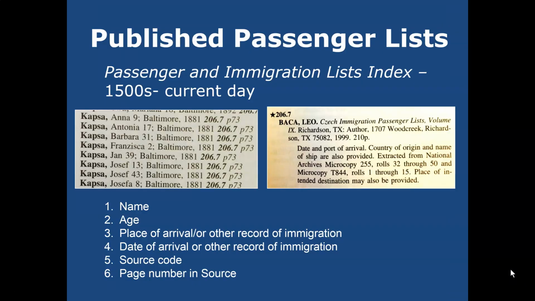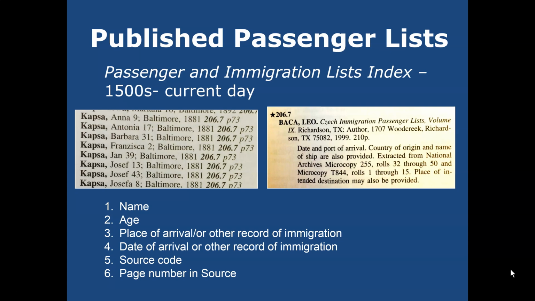This is an example from one of the sources that you'll find on our guide. It's a clip from Passenger and Immigration Lists Index. It's a very large book set. It covers from the 1500s up to present day. It does not include everything that's out there. What it does is it indexes books that index passenger lists. And what you see here to the left is a transcription of some of the information that was published in the book.